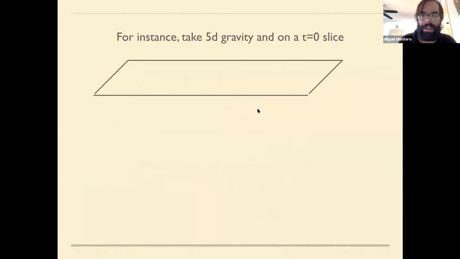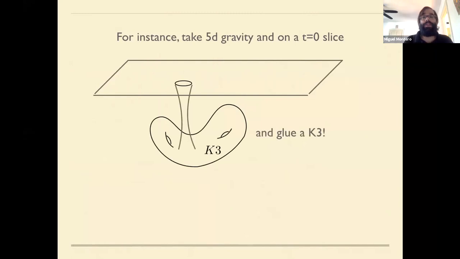And let's just consider a t equals zero slice. So this is a four-dimensional space. And if it was field theory, all that we could consider here was, you know, particles and waves moving on this flat background. But because it's gravity, we are allowed to introduce topology changes. So in particular, we can do something like this. We can just take a K3, cut out a small ball, and glue it to the non-compact space, like this. From the point of view of an observer sitting here, this just looks like a particle. It's just some other object, some other particle.